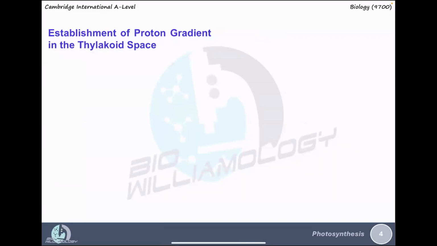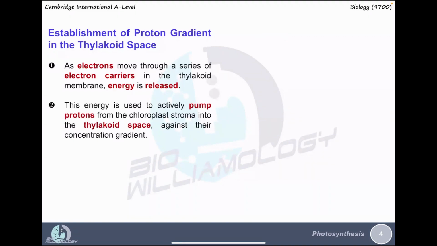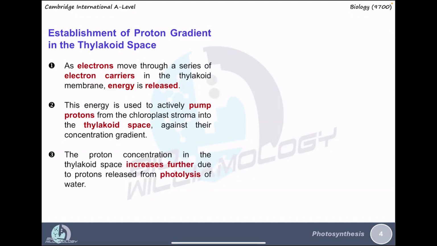In order to achieve this process, the first step is very important: to establish proton gradients in the thylakoid space. As electrons move through a series of electron carriers, energy is released. This energy is used to pump protons from the chloroplast stroma into the thylakoid space against their concentration gradient. The proton concentration in the thylakoid space increases further due to the protons released from photolysis of water.